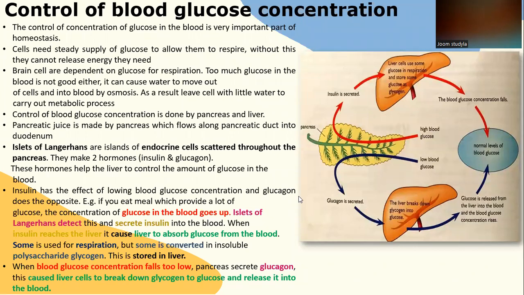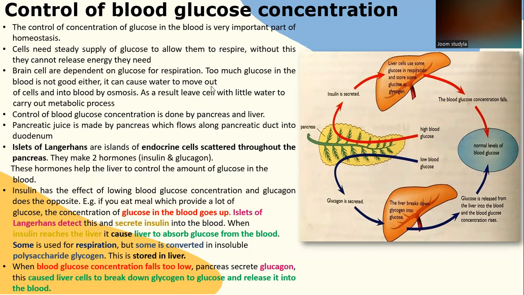Control of blood glucose concentration. The control of the concentration of glucose in the blood is a very important part of homeostasis. Cells need a steady supply of glucose to allow them to respire. Without this, they cannot release the energy they need. Brain cells are dependent on glucose for respiration.